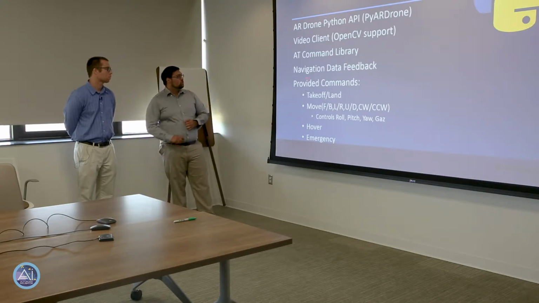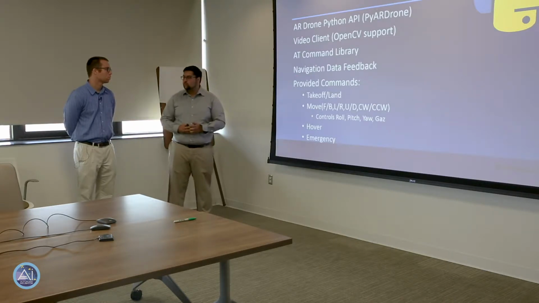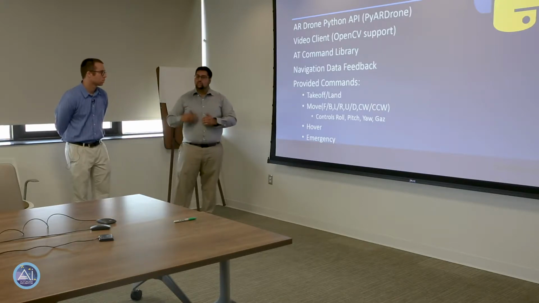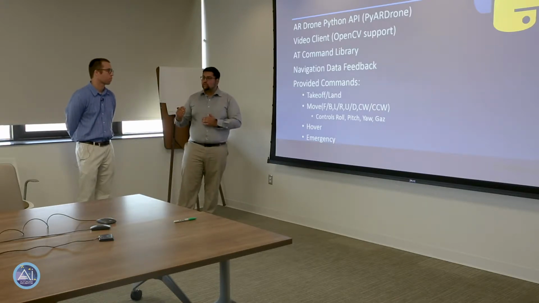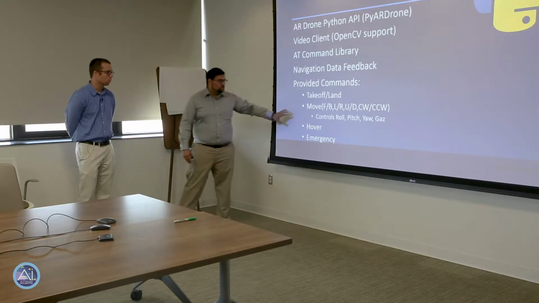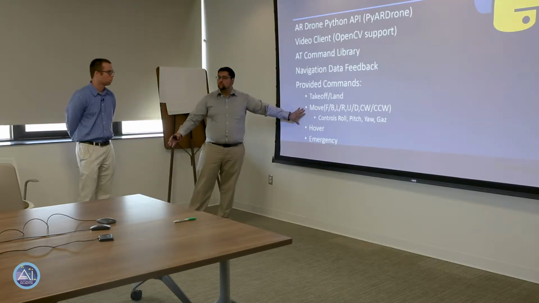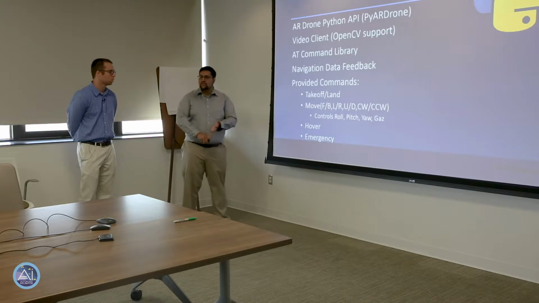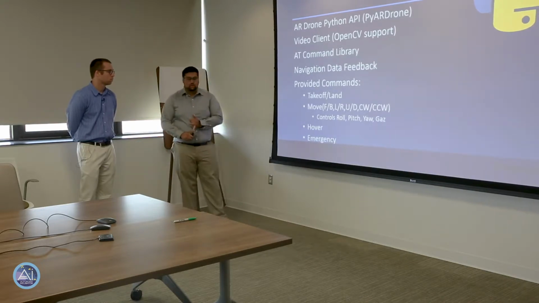The API also supports navigation, feedback, and AT commands. AT commands are just another standard command structure used in UAV systems. And the API has a layer of abstraction, which allows you to set these types of commands and then converts them to drone-specific commands. So that's a takeoff and land command, which we use automatically in the system.